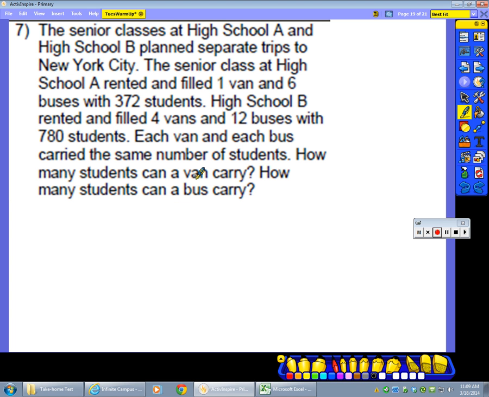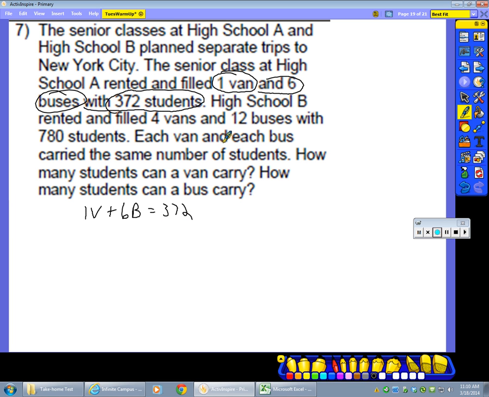So here we go. The senior classes at High School A and High School B plan separate trips to New York City. The senior class at High School A rented and filled one van and 6 buses, and the total students that equaled was 372. If everyone got out of the van and the buses, you count up everyone, it's going to be 372 people.